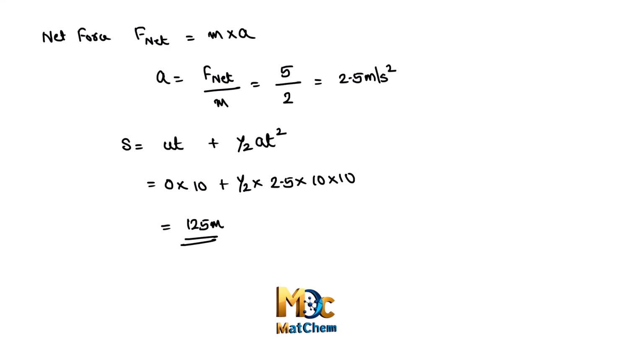So we can calculate each case. What is the work done by the applied force? The work done by the applied force is equal to force applied into displacement. The value of applied force is 7, and the displacement is equal to 125. Therefore, 125 into 7 is equal to 875 joules.